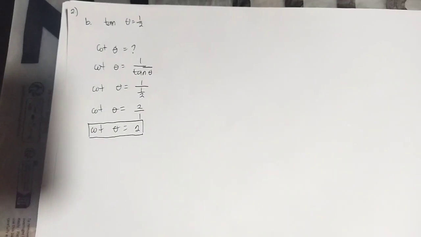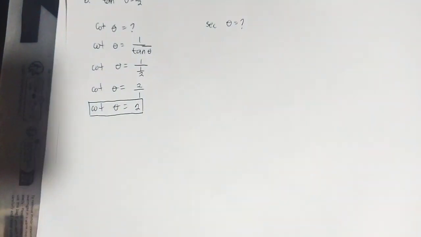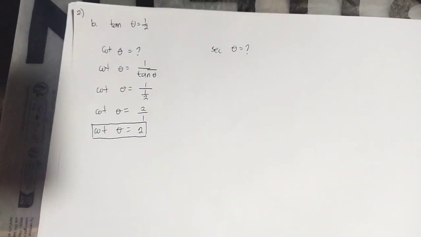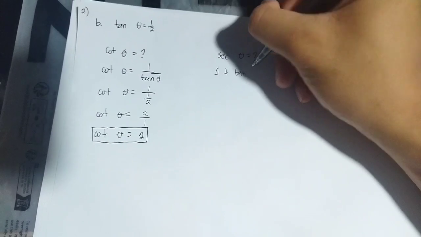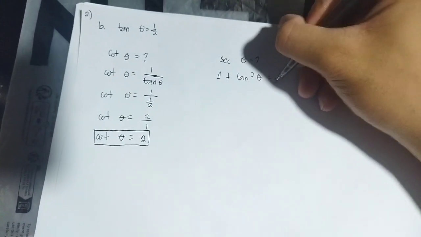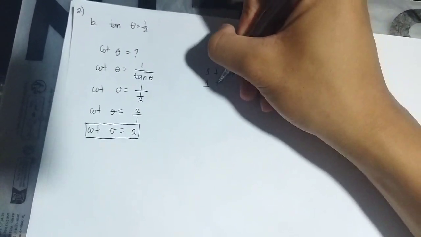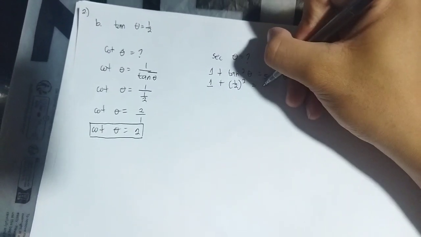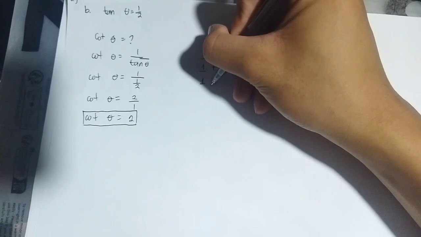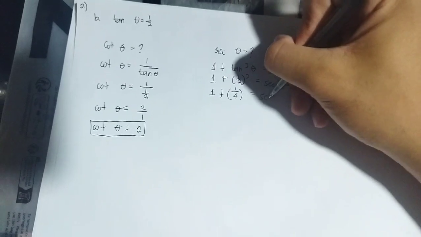Next is the secant. So in secant, we use Pythagorean identities. So we have 1 plus tangent squared theta is equal to secant squared theta. Then substitute, so we have 1 plus 1/2 squared equals secant squared theta. Then copy the 1 plus 1/4. Then copy the secant squared theta.